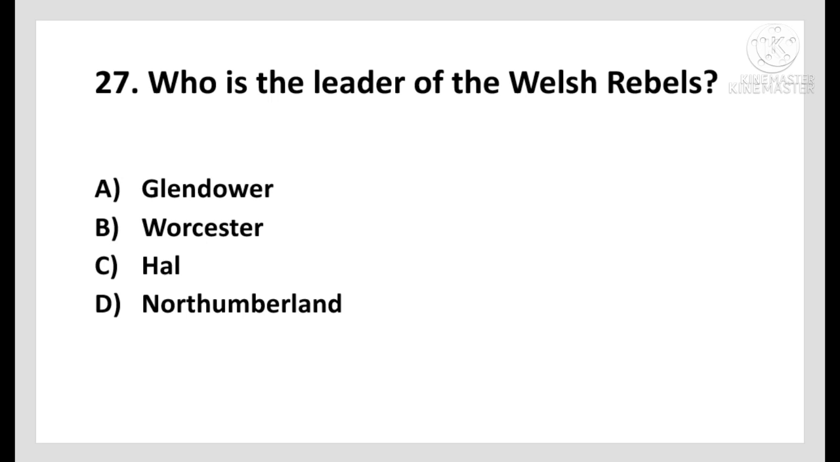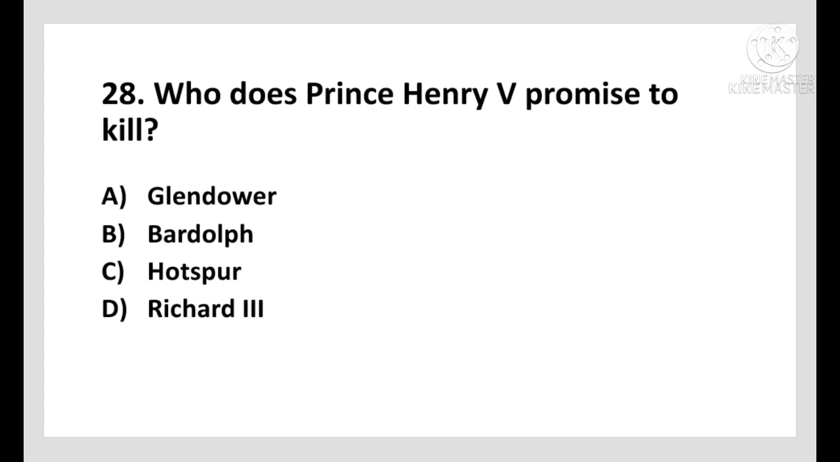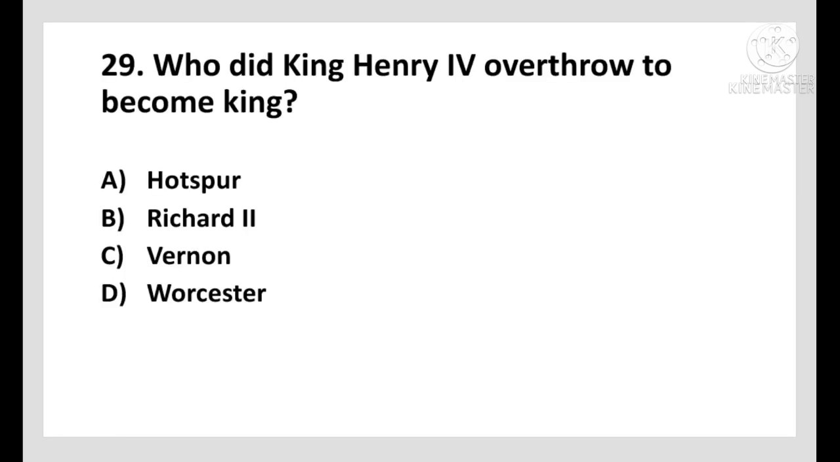Who is the leader of the Welsh rebels? Glendower, Worcester, Hal, Northumberland. Answer: Worcester. Who does Prince Henry promise to kill? Glendower, Bardolph, Hotspur, Richard III. Answer: Hotspur. Who did King Henry IV overthrow to become king? Hotspur, Richard II, Vernon, Worcester.